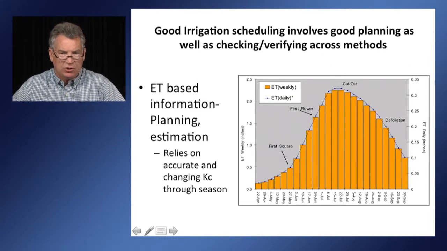ET-based information can be very useful in establishing a water management plan or scheduling plan early in the season. Here I'm describing a cotton water use element that's basically divided up into weekly events, and it gives you an idea of what water use is occurring with the crop on a weekly basis. It relies on an accurate but changing crop coefficient throughout the season.